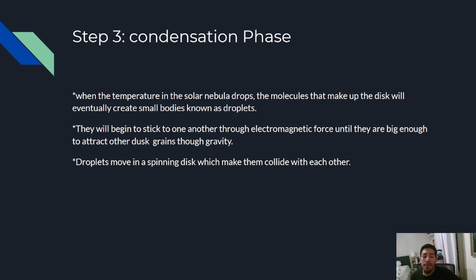So the third step is the condensation phase. When the temperature of the solar nebula drops, the molecules that make up the disk will create small bodies known as droplets. They will begin to stick to one another through electromagnetic forces until they're big enough to attract other dust grains through gravity. Droplets move in a spinning disk, which makes them collide with one another.